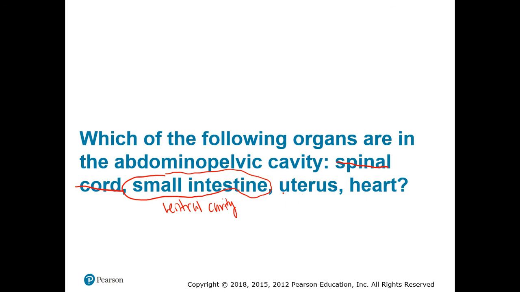The uterus, yes, this is actually more in my pelvis region. This is reproductive, all going to be in the abdominal pelvic. And then heart, nope. Your heart is actually more in your thoracic or your chest region along with your lungs. So the only two are the small intestine and then the uterus. How'd you guys do?